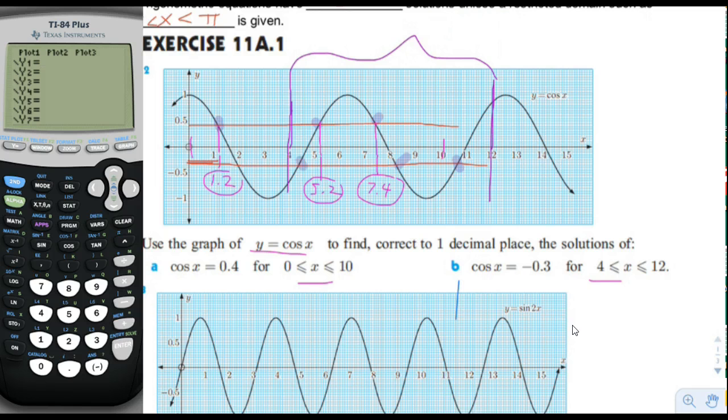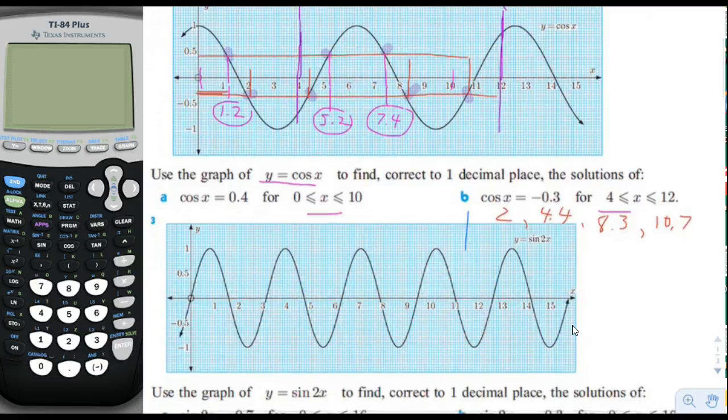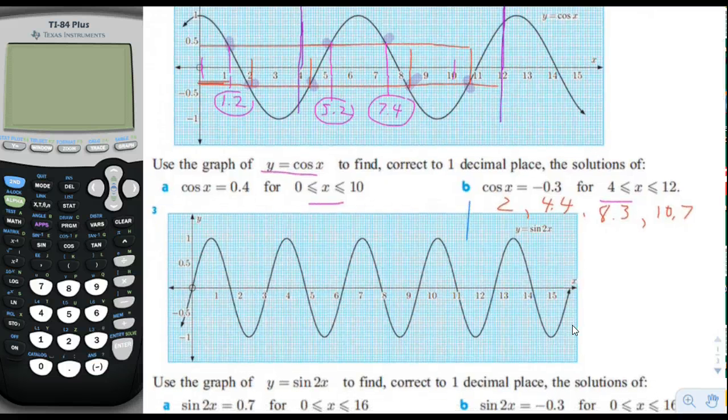So let's see what those are. That looks like it would be about 2. This one looks like about 4.4. This one about 8.3. And this one about 10.7. Okay, so basically you just draw the line across horizontally, find the places where it intersects, and then see where those are located on the x-axis.